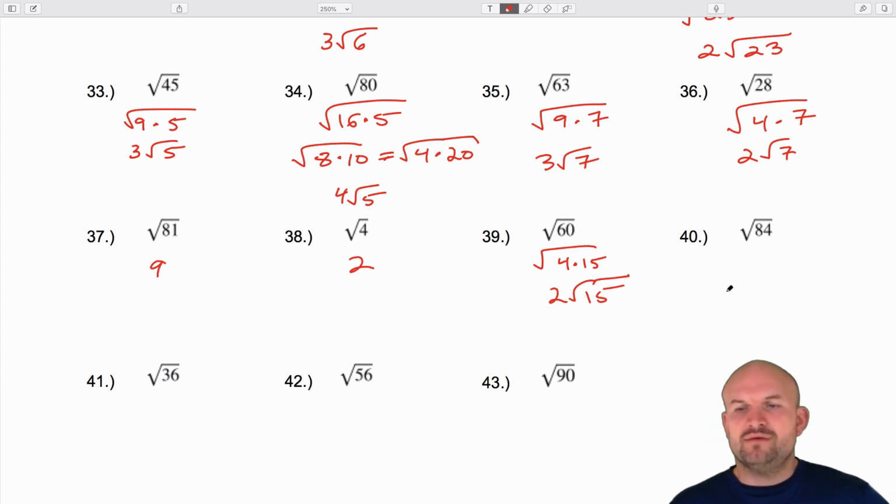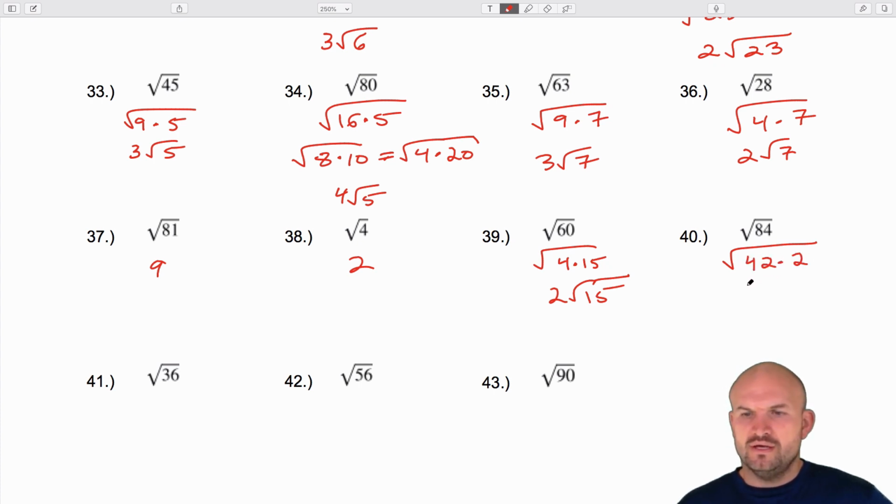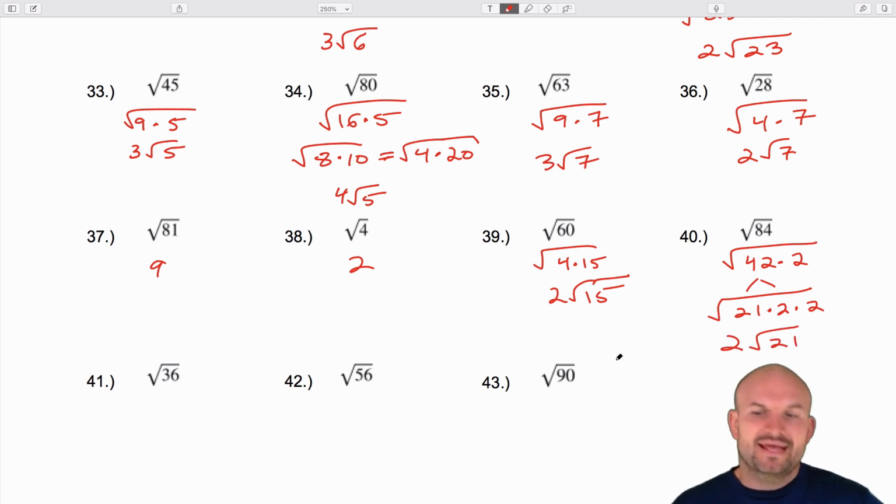84. Let's see here. That can be broken down. Let's break this one down. That's going to be 42 times 2. Let's break this down again. 21 times 2 times 2. So therefore, you can see this answer is 2 square root of 21. I can't break down 21 any further. Or you could have gotten 4 times 21 if you would have recognized that.